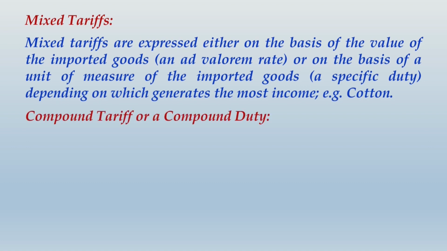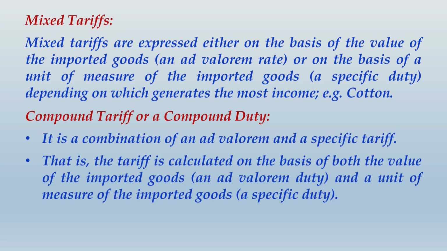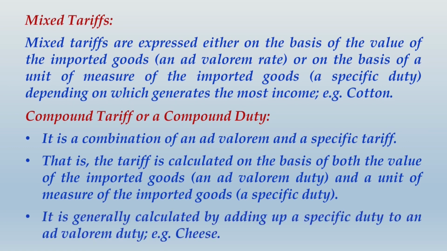Now, compound tariff or a compound duty, it is a combination of an ad valorem and specific tariff. That is, the tariff is calculated on the basis of both the value of the imported goods, that is an ad valorem duty, and a unit of measure of the imported goods, that is a specific duty. It is generally calculated by adding up a specific duty to an ad valorem duty. And for example, you can take example of cheese. Now guys, do one thing, first write up this much and then I'll explain you both of these and how to differentiate between the two.